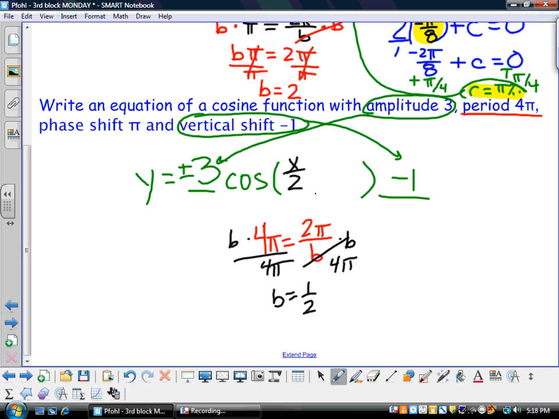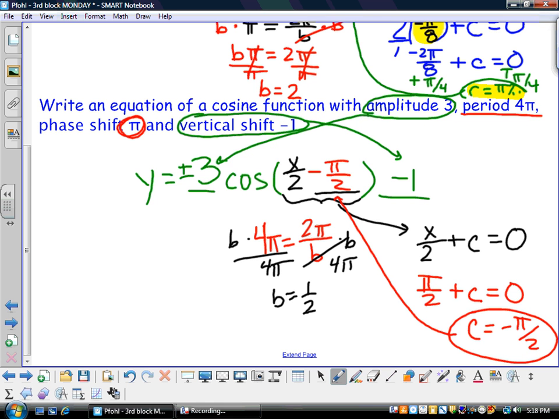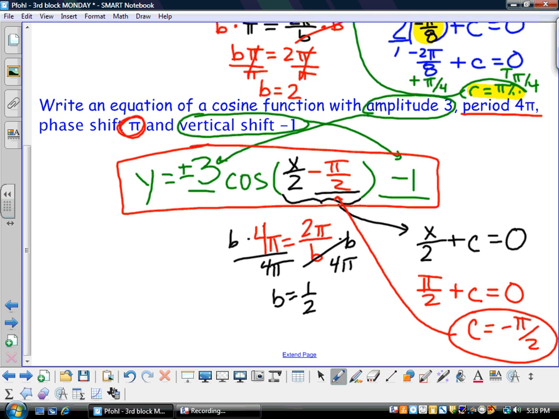Now I need to figure out what the c is, what's being added or subtracted. So I'm going to set the part in parentheses equal to 0. And when I would solve this for x, the answer I'd get for x is the phase shift. So I'm going to put pi in for x, since pi is the phase shift. In this case, c equals negative pi over 2. So I'm going to plug negative pi over 2 right there in the parentheses, and that's my equation. Y equals plus or minus 3 times the cosine of x over 2 minus pi over 2, and outside of the parentheses, minus 1.